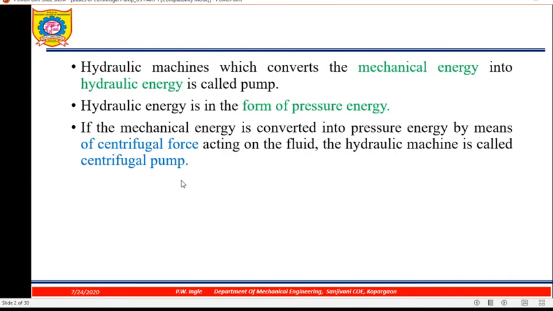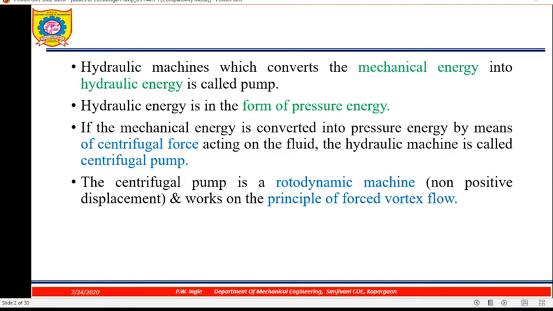And if mechanical energy is converted into pressure energy by means of reciprocating motion, then it is reciprocating pump. But we are concerned about centrifugal pump. The centrifugal pump is a rotordynamic machine that is non-positive displacement and works on the principle of forced vortex flow.